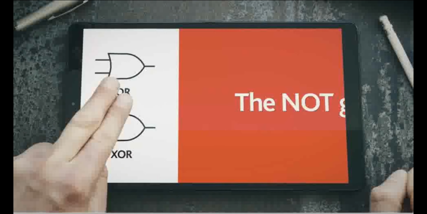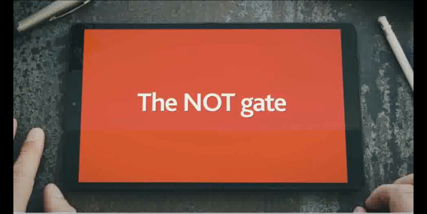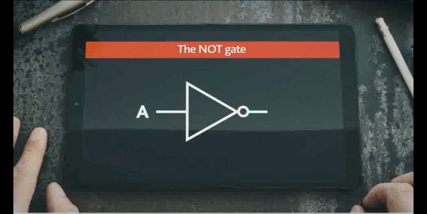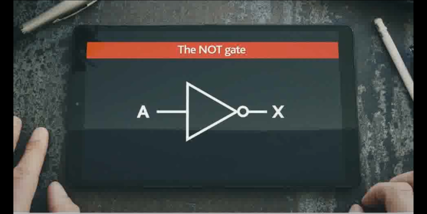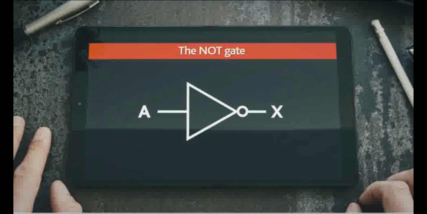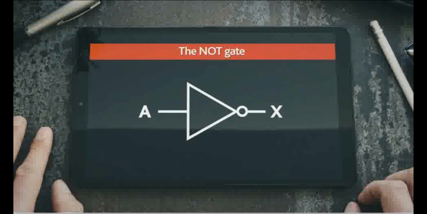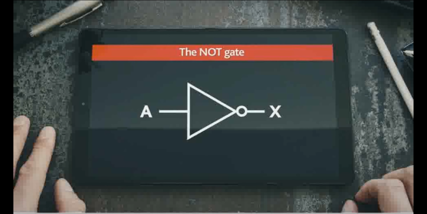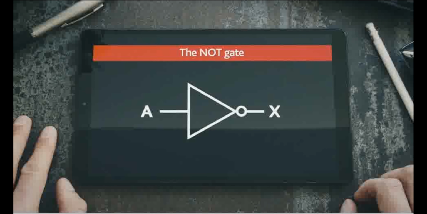Okay, let's start with looking at the NOT gate. A NOT gate only has one binary input, A, and a binary output, X. The output is the opposite of its input, so it is also called an inverter. The output has the value true only when the input does not have the value true. In other words, when the input has a value false.